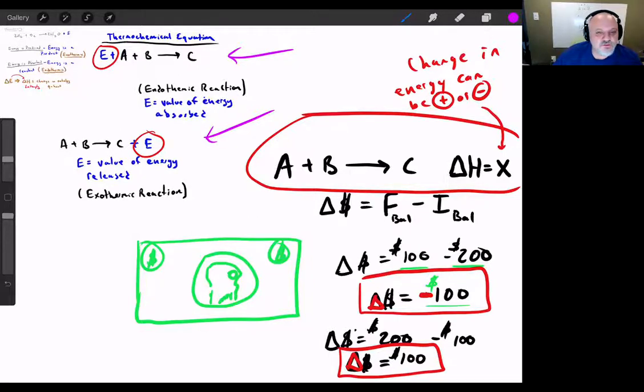I went to the store and I spent $100. I went to the bank and I deposited $100. Are both of those changes positive?